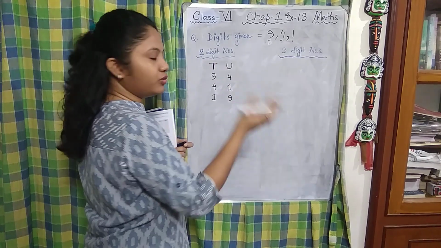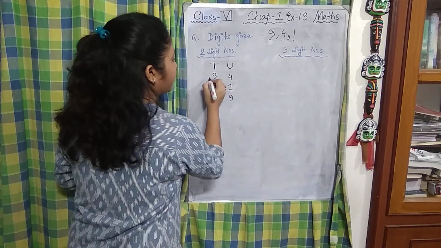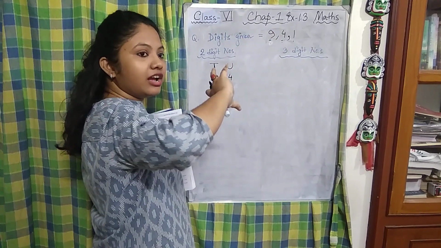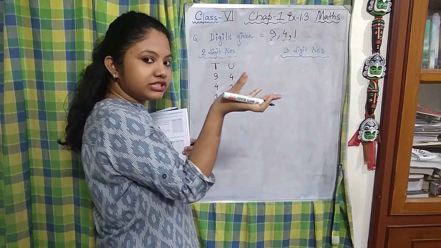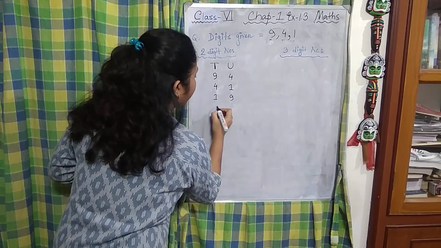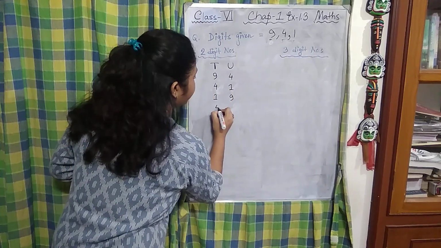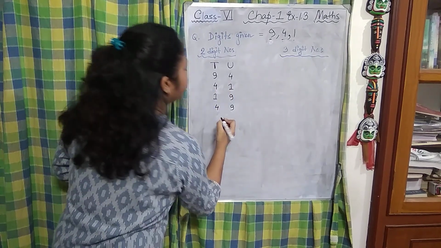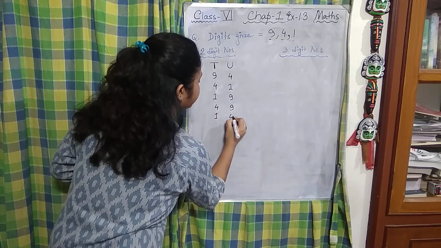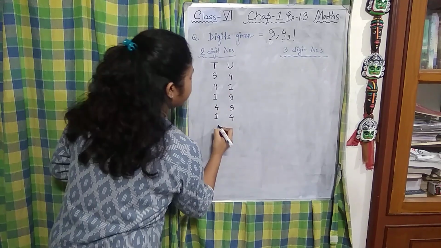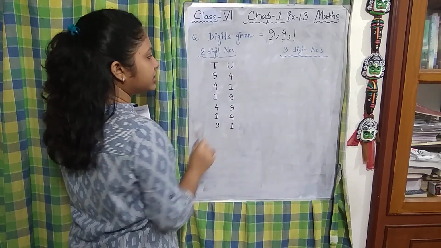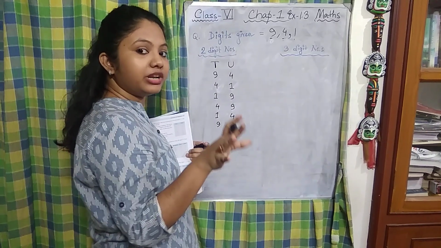Now what we will do? We will just reverse these numbers. If we are making them exactly opposite, then what will they become? 9 4 will become 4 9, right? 4 1 will become 1 4, and 1 9 will become 9 1. So here are all the combinations of numbers, and no repetition has been allowed.